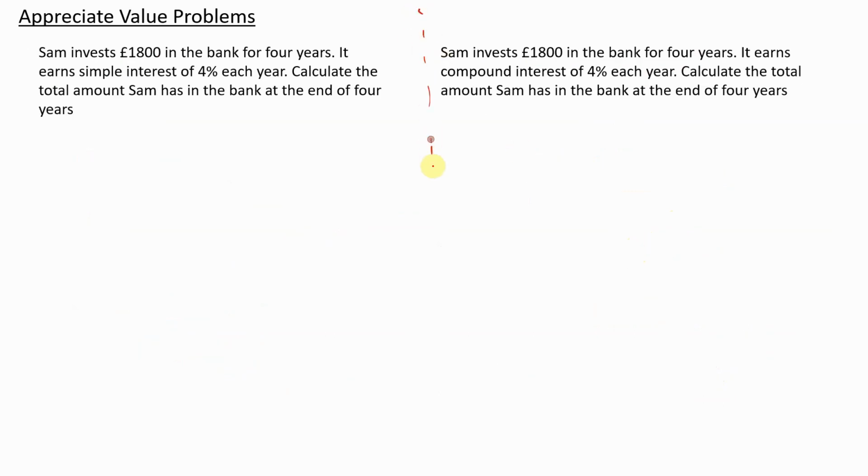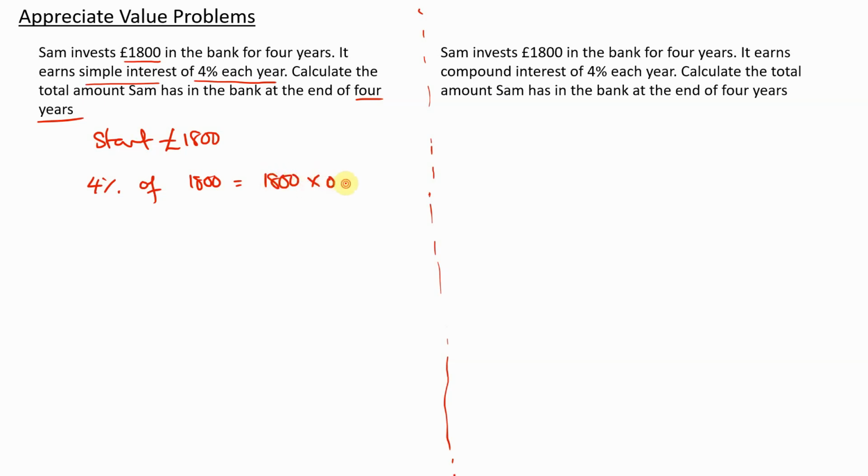Okay, another set of problems for you to have a go at. Sam invests £1,800 at a simple interest of 4% a year. We want to find out the amount at the end of 4 years. So, start with 1,800. We want to find, well, what is 4% of 1,800? I'm going to do 1,800 times 0.04 in my calculator. And that is going to be £72.